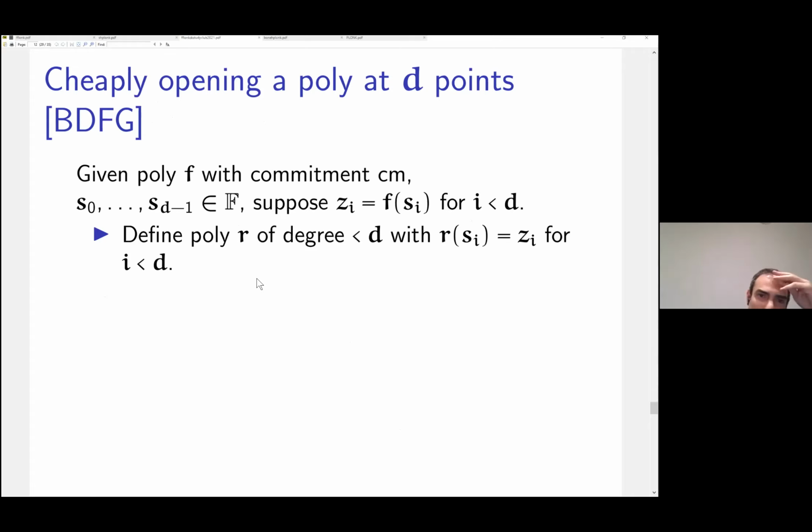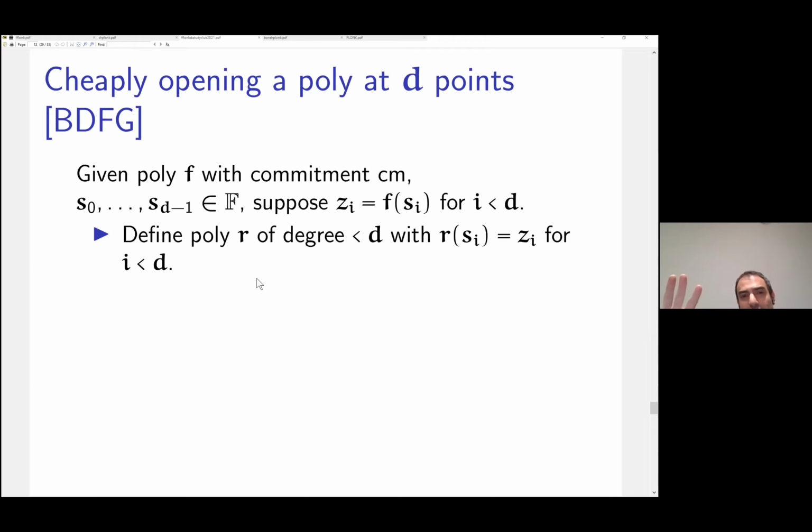But now I want to explain a little about this component we use, which is, how do you cheaply open one polynomial at d points? Because we reduce to this, so we need to do this cheaply. Here we have a commitment to one polynomial f, and we have these d points, s0 to s_{d-1}, and the alleged values of f at all these d points, call them z0 to z_{d-1}.